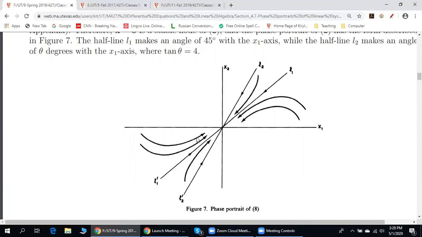Other questions? So a phase portrait is what you use to describe the behavior of all orbits, right? Yes, it gives us an idea how orbits look. Was that your question? Yeah.